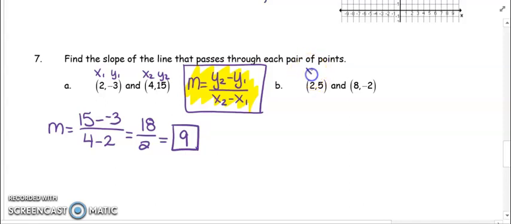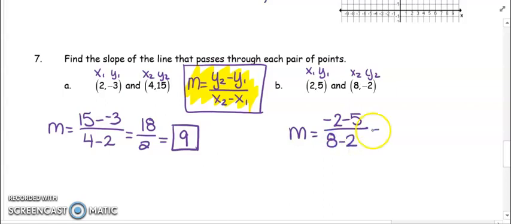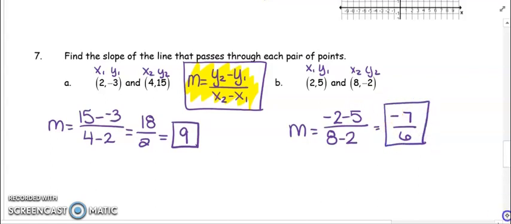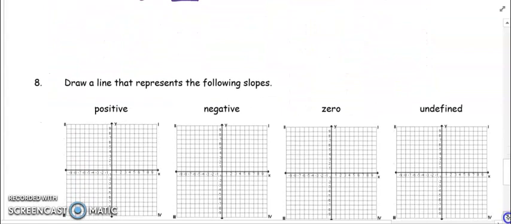Let's try B. Here is x1, y1. Here is x2, y2. And to find that slope, we'll do y2 minus y1, -2 minus 5 over 8 minus 2, x2 minus x1. Well, -2 minus 5 is -7. 8 minus 2 is 6. -7 over 6 does not reduce, so I can leave my answer just like that.